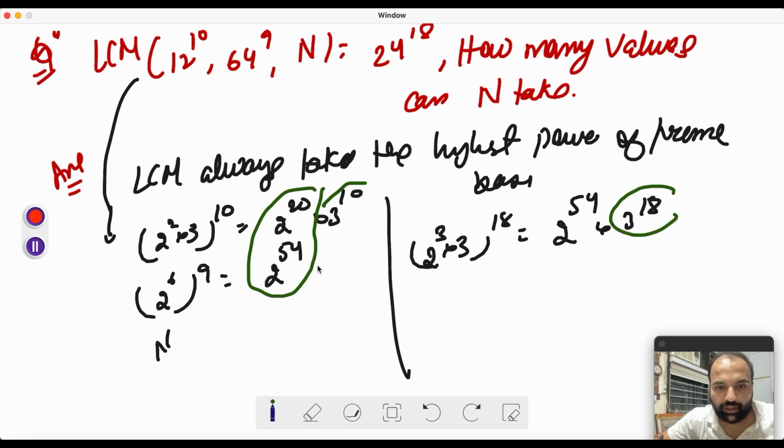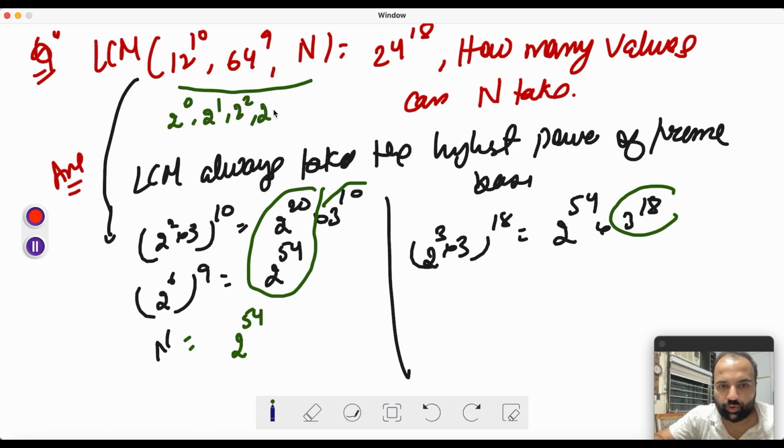Okay, so if I have to write it, in this equation, what would be the highest power of 2? The highest power of 2 would be 54. Now any number between 2 to the power 0, 2 to the power 1, 2 squared, 2 cubed, till 2 to the power 54 is not going to make any changes, because as we studied in our last video, up to 2 to the power 54 this LCM would not change, because the LCM has already taken the value of 2 to the power 54. So even if it is 2 to the power 53, 52, 51, it does not change. So n can take powers of 2 up to 2 to the power 54.